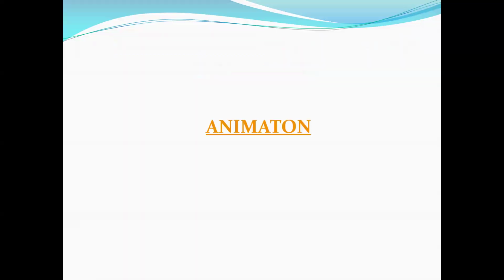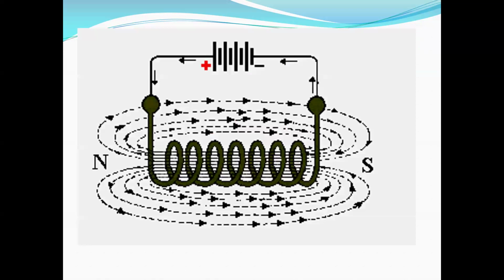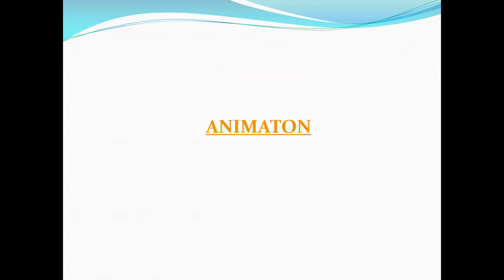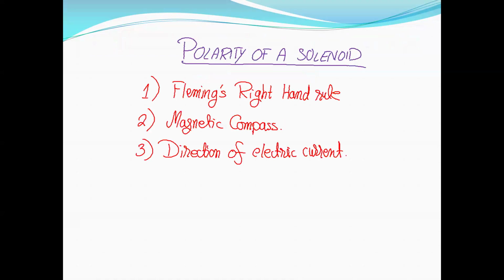Now recall what is a solenoid. Solenoid is a coiled wire. So when electric current passes through a solenoid, it produces a magnetic field. Now, what is the meaning of polarity? North pole and south pole.